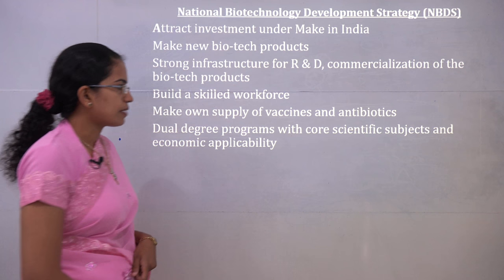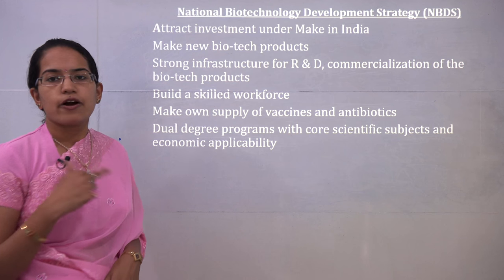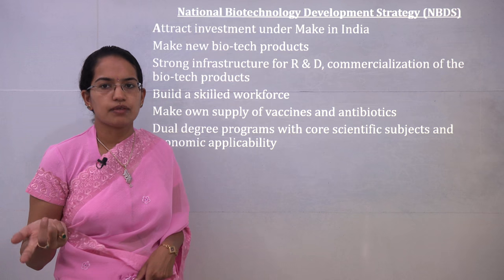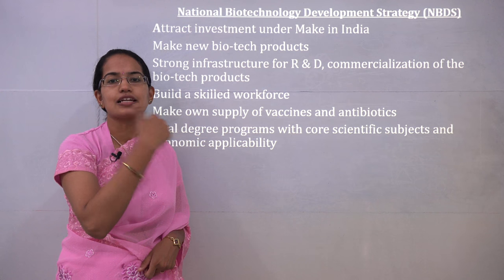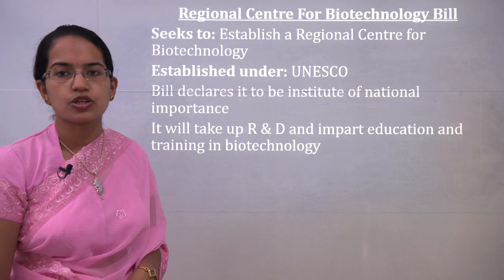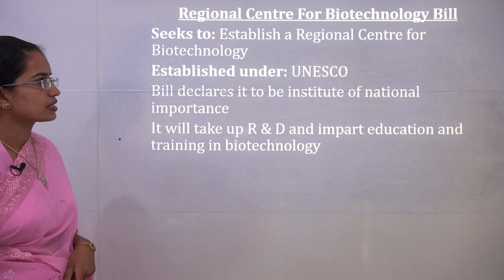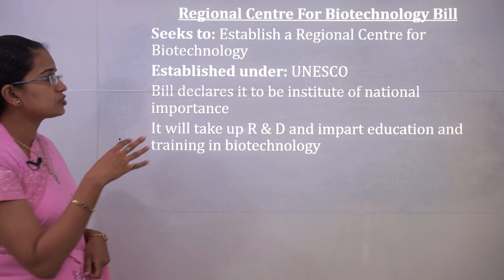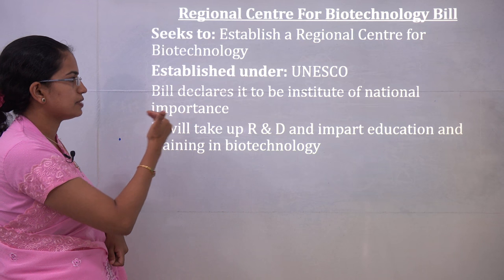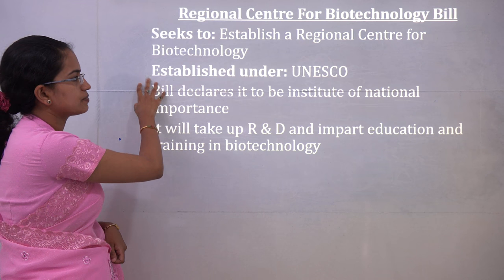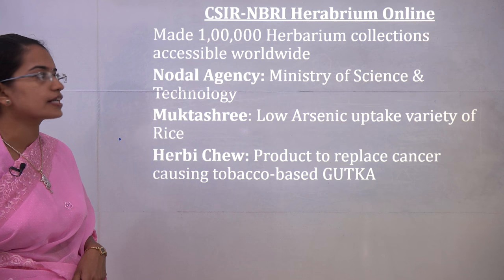They make their own supply of vaccines and antibiotics, and they also have this dual degree program that talks about considering the core scientific subject and their economic applicability. So both of these are covered under the same head. The next is Regional Center for Biotechnology Bill. It seeks to establish a regional center for biotechnology. This has been established under UNESCO. This bill has been declared as an institute of national importance and it would work around to impart education.